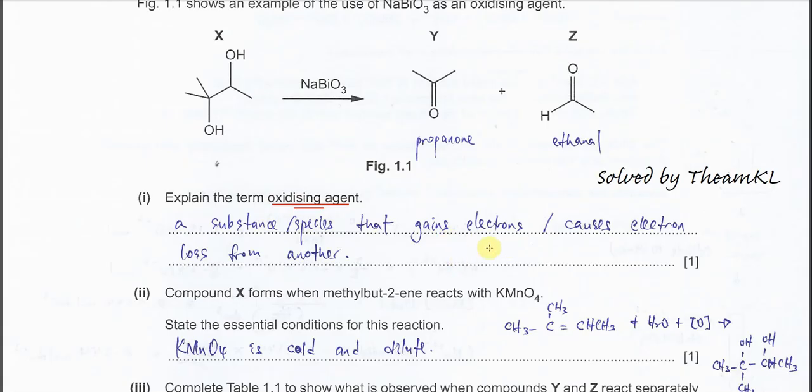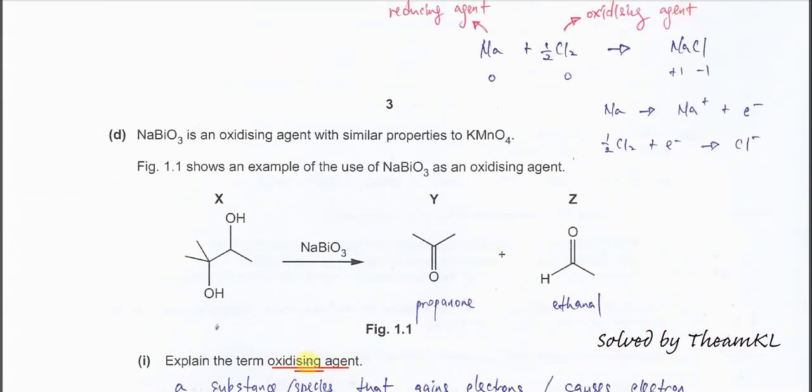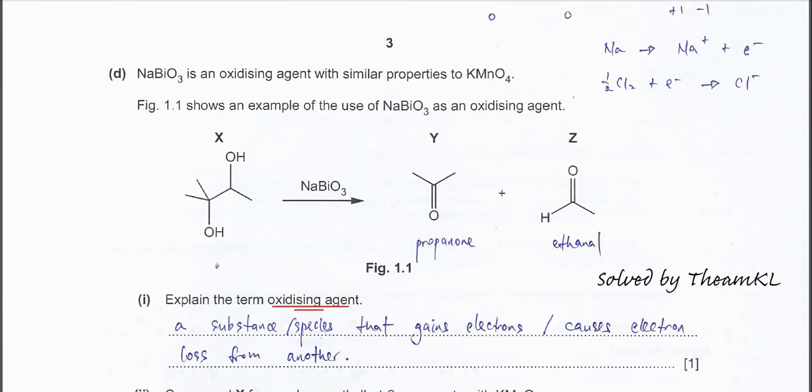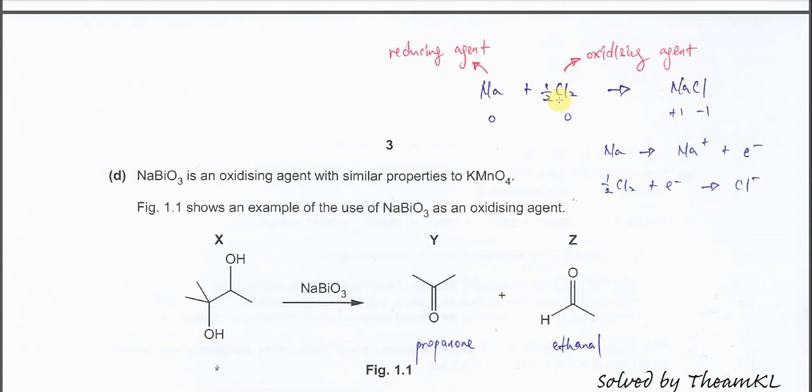And these electrons need to be produced by other species. So I give you one very simple example. When sodium reacts with chlorine, the sodium will get oxidized to form the sodium ion. The chlorine will get reduced to form chloride. So the half equations are this and this.